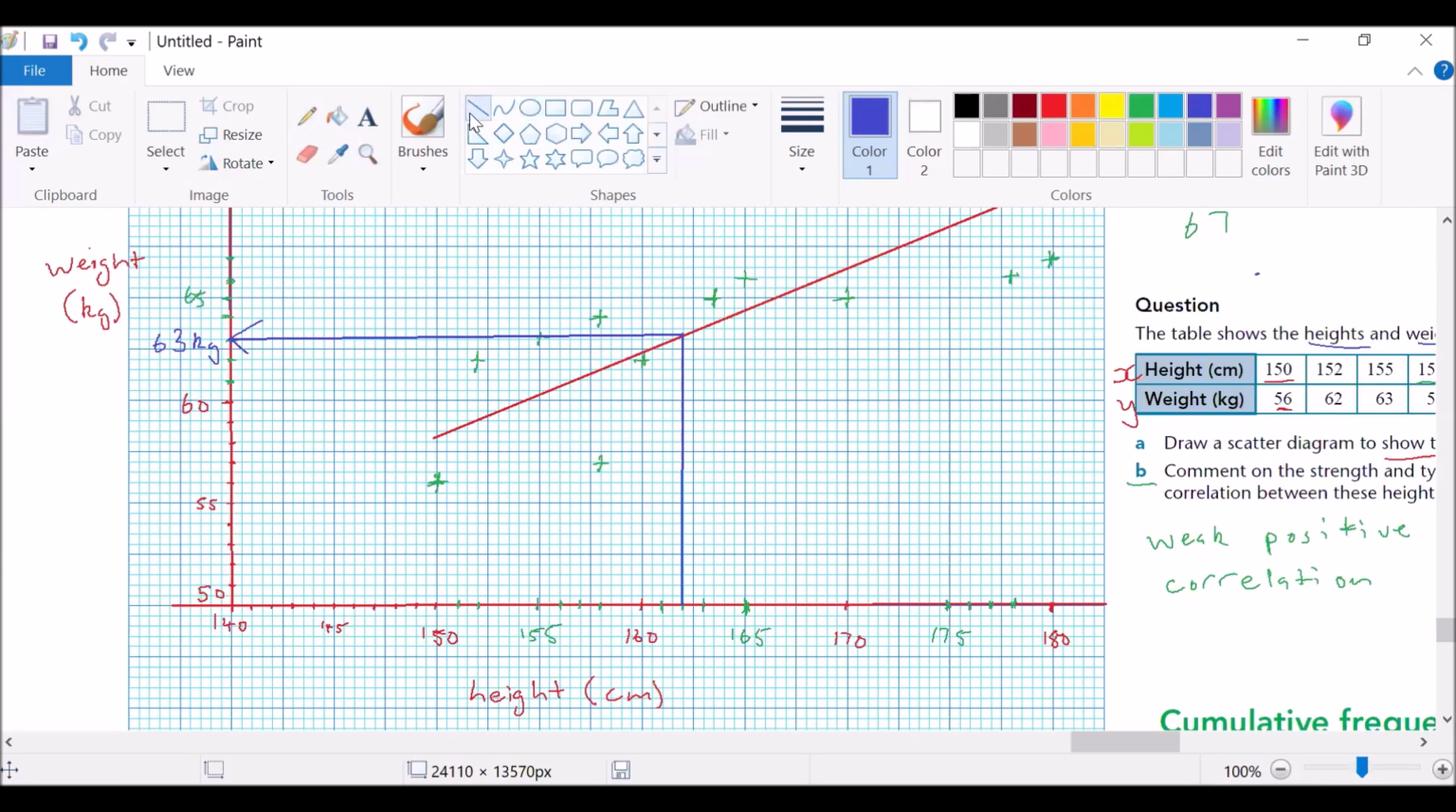Now for the scale, 10 squares represent 2 centimeters. In this range, there are 5 units from 140 to 145. So we can say 2 centimeters is to 5 units. This is our scale for both the x and y axis.